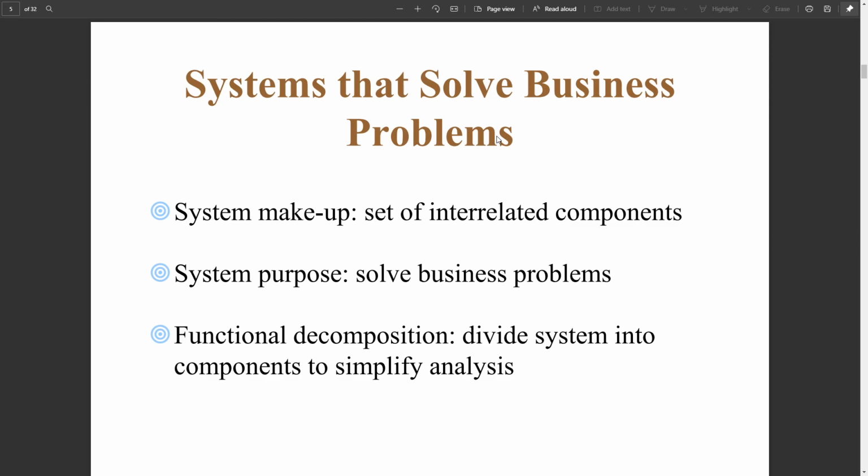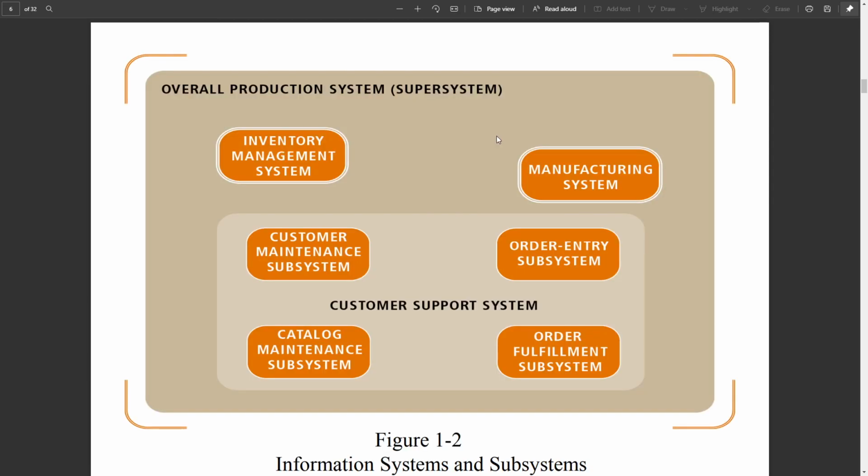Systems that solve business problems. So system makeup is a set of interrelated components. And the system purpose is to basically solve business problems. So now functional decomposition just means divide system into components to simplify analysis. So dito na papasok yung mga supersystem and subsystems. So overall, this one here is called the overall production system. So yung general na tawag niya sa lahat, so that is called the supersystem.